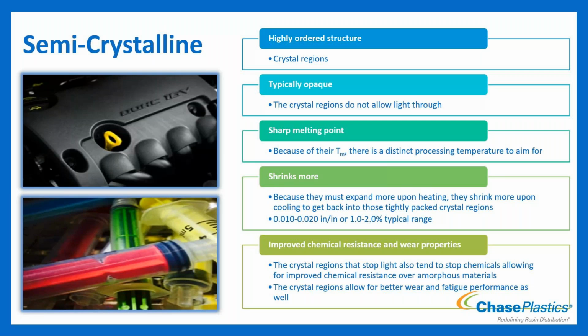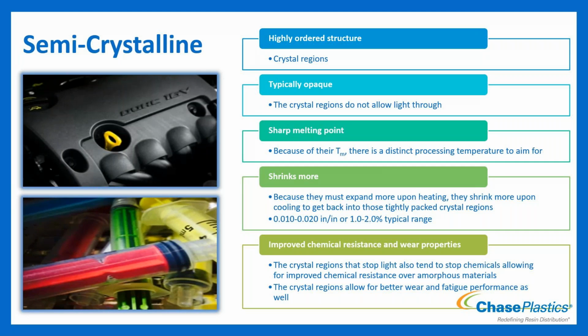The other thing that's nice about the crystal regions is not only are they stopping the light, so you typically have your opaque materials, but it also tends to stop chemicals from penetrating. And so you generally find you have much, much better chemical resistance with semi-crystalline materials. There are some highly specialized materials that are amorphous that have good chemical resistance, but generally speaking, if you're looking for that chemical resistance, you're looking for a semi-crystalline material. And then the crystal regions also allow for better wear and fatigue performance as well.